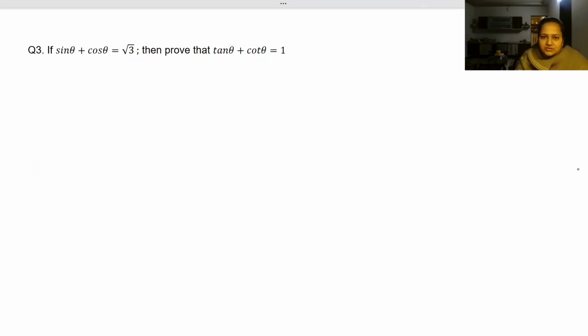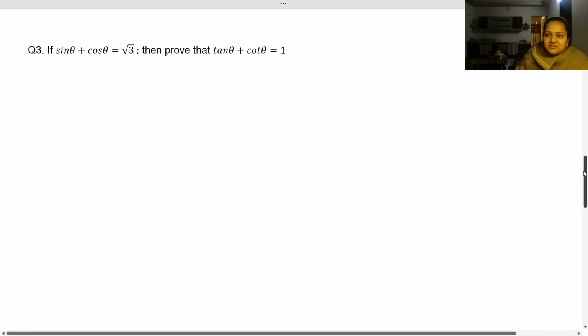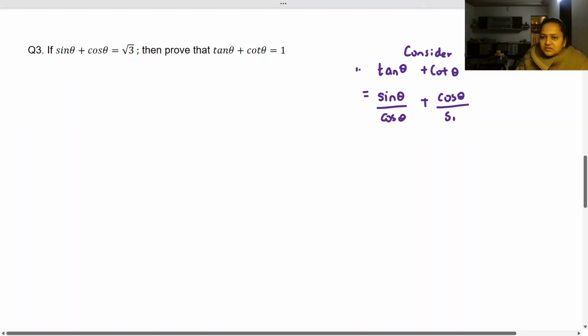LHS is already sine and cos. So let us understand what the right hand side is saying. So we'll say here, consider RHS. We are starting with the RHS to understand actually what is required. We are given tan theta plus cot theta. We need to prove that this is equal to 1. So if I try to change tan and cot in terms of sine and cos, we know tan theta is nothing but sine theta upon cos theta. Very good. And cot is cos theta upon sine theta.